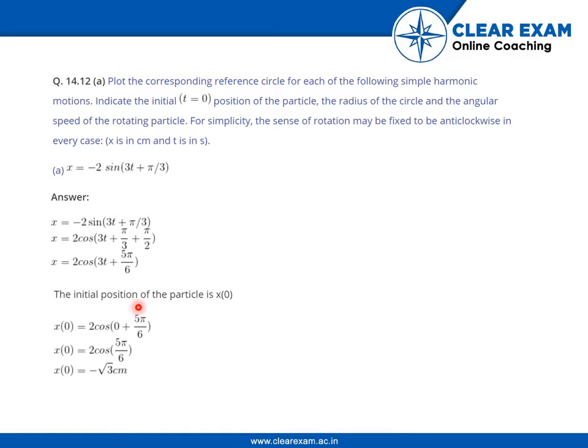The initial position of the particle, that is x at t equal to 0, is when we put in the value of t as 0. So that is equal to 2 cos pi by 6, and eventually the value of this is minus root 3 centimeter. So x at 0 is minus root 3 centimeter. The radius of the circle is the amplitude, that is 2 centimeter. The angular speed of the rotating particle is 3 radian per second.